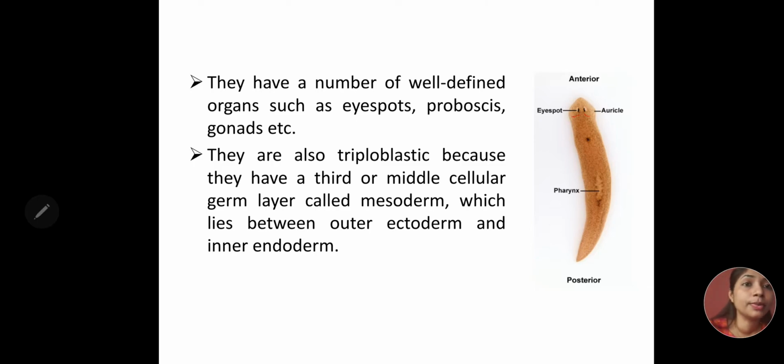They are also triploblastic because they have a third or the middle cellular germ layer called the mesoderm, which lies between the outer ectoderm and the inner endoderm. So between ectoderm and endoderm you have a middle cellular layer called the mesoderm, which is present from Platyhelminthes onwards.